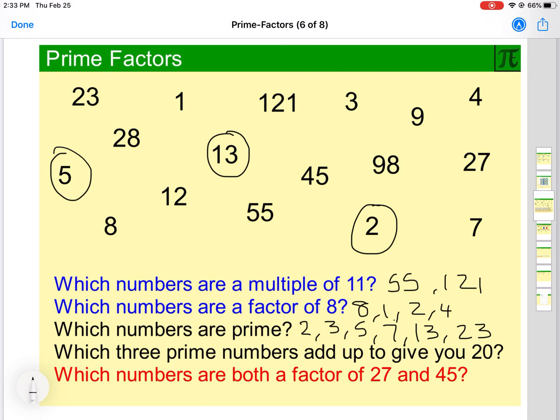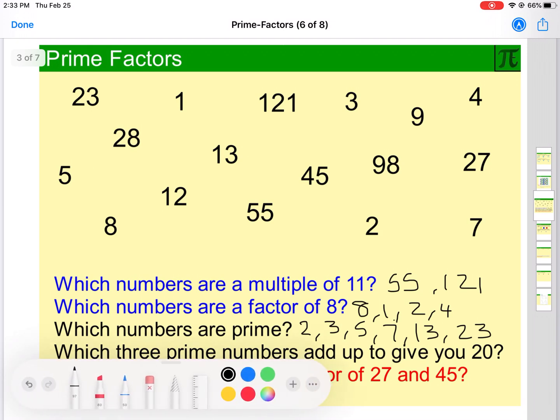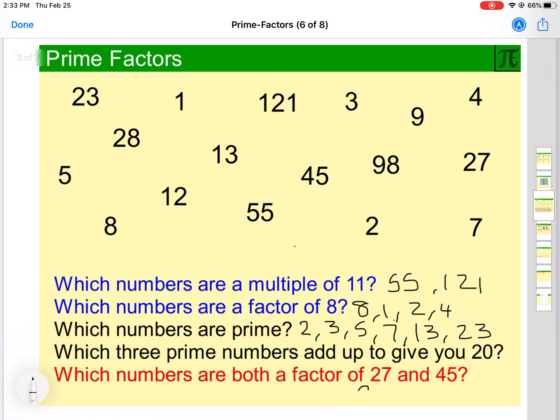And lastly, which numbers are both a factor of 27 and 45? So you're looking for factors of 27, factors of 45, seeing which numbers fit the bill. So 9 is a factor of both, and 3 is a factor of both. 5 is a factor of 45 but not of 27, so that won't work. 27 is a factor of 27 but not of 45, so that won't work. And I think that's all we've got. Yep, the 9 and 3 are the only factors.